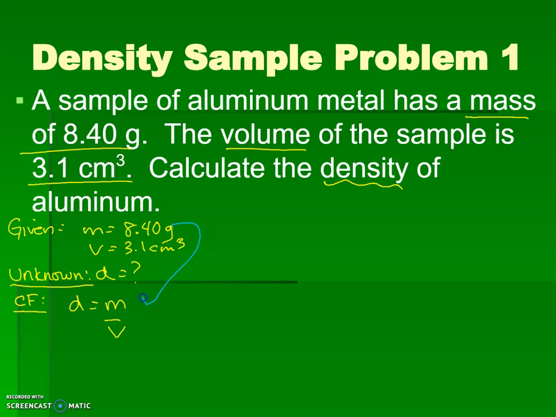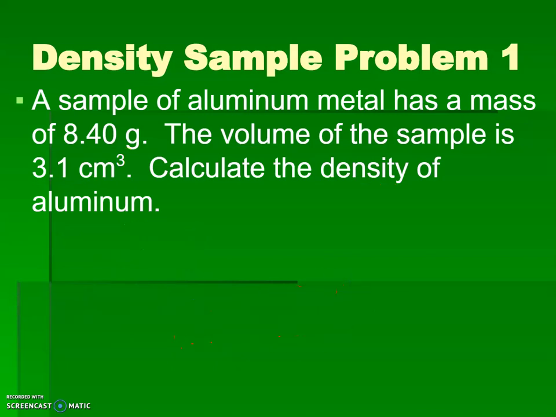Now what do I do? I plug in my values. All right, so I put my 8.40 grams on top. I take my 3.1 centimeters cubed on the bottom. I plug it into my calculator and I get 2.7 grams per centimeters cubed. Now, did we round to the correct number of sig figs? This has 1, 2, 3. This one has 1, 2. So 2 wins. Yes, 2.7 wins.